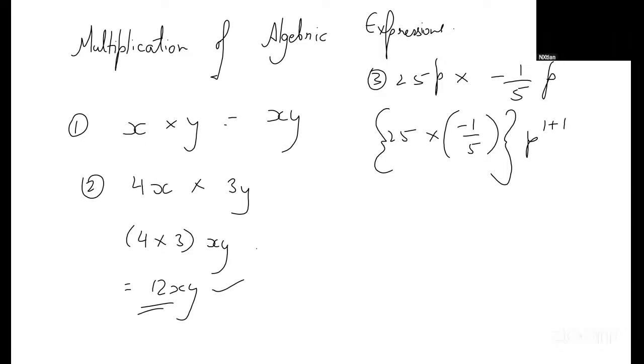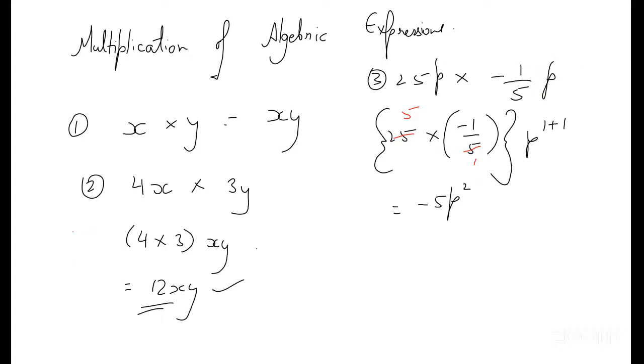Then what we will have? 25 and 5 will cancel. 5 ones are 5, 5 fives are 25. And 5 into minus 1 becomes how much? Minus 5. So minus 5 p square, or you can write minus 5.